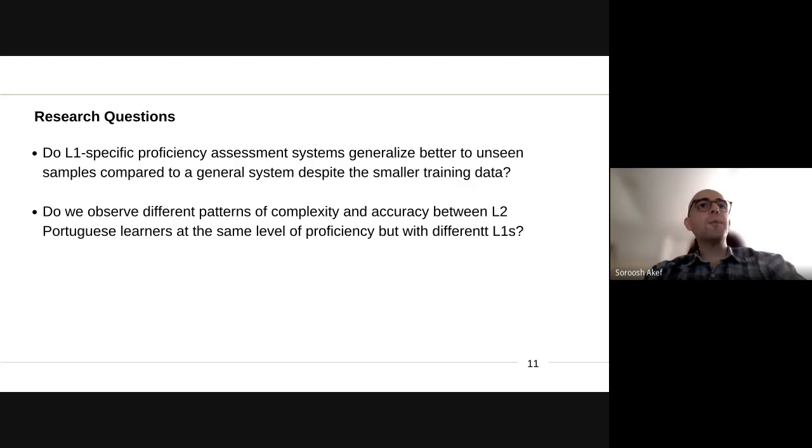And we also want to observe if we find patterns between texts that were produced by learners that were at the same level of proficiency, but came from different L1 backgrounds. And in particular, we're going to focus on complexity and accuracy features. So we're going to represent texts in terms of numbers based on their complexity and accuracy. And we'll see how we do that.